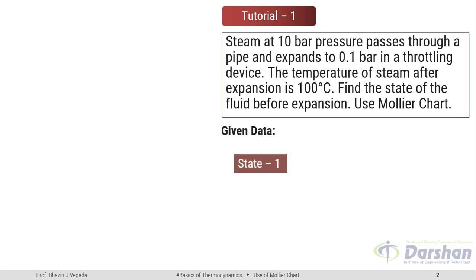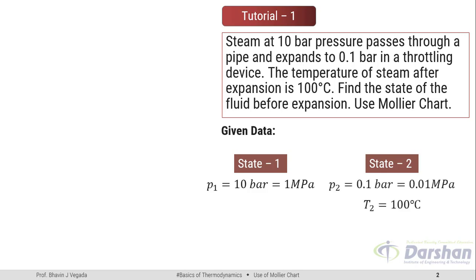So here the property given at state 1 is the pressure, that is 10 bar. In our truncated Mollier chart, the pressure is given in megapascal, so I have to convert this pressure into megapascal. 10 bar is equal to 1 megapascal. Similarly at state 2, that is after expansion, the pressure is 0.1 bar or 0.01 megapascal, and the temperature given is 100 degrees Celsius.